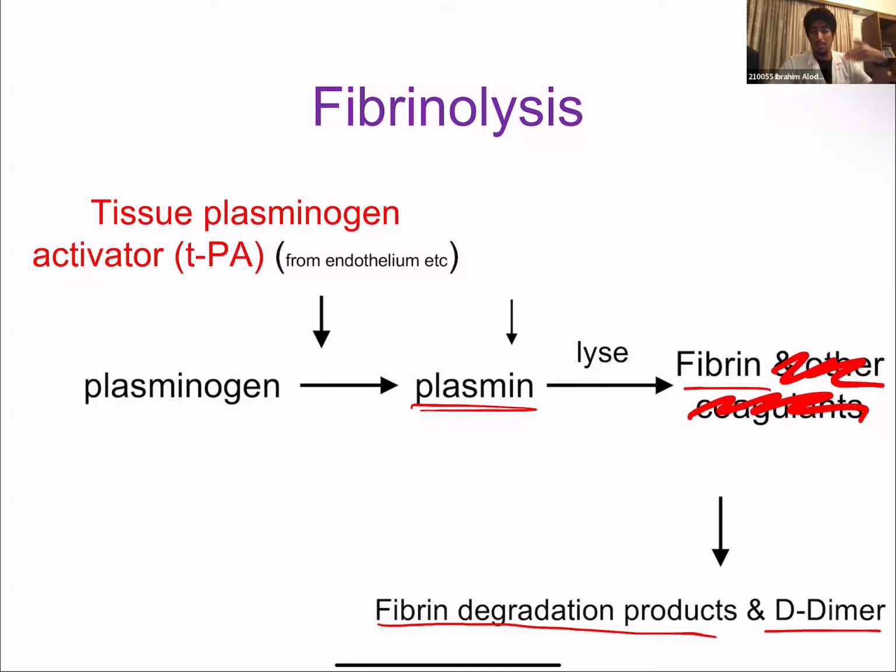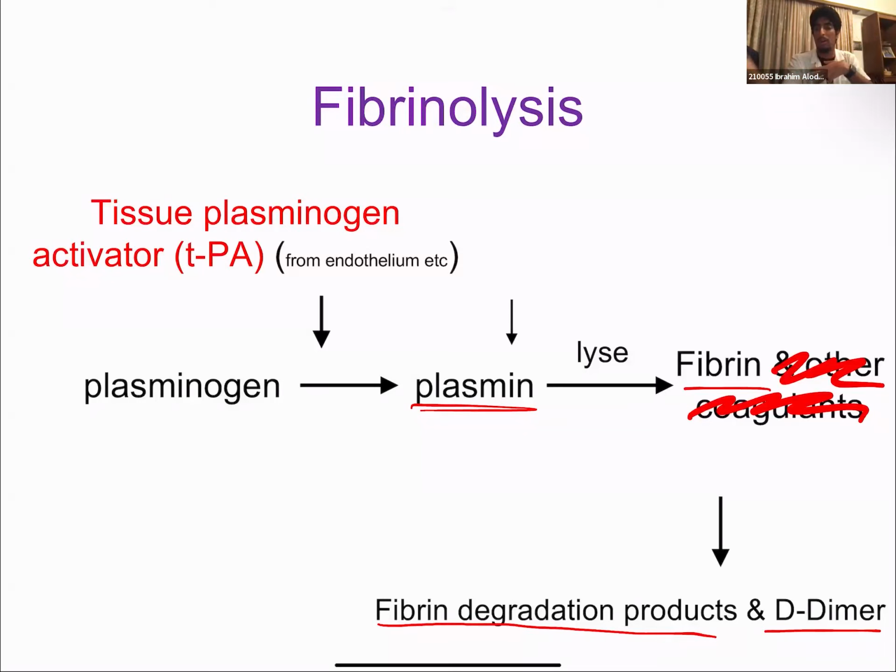Now, this is a little bit above the scope of your level, but I chose to include it just because I think it's okay to know at this point. These are the two things that fibrin is broken down into. They're called fibrin degradation products and D-dimers. And so if you ever want to look in a patient, how much are they breaking down their clots?